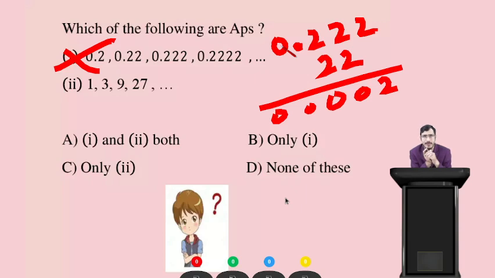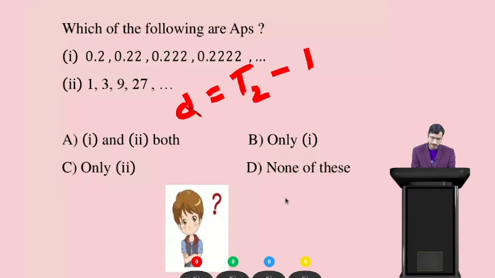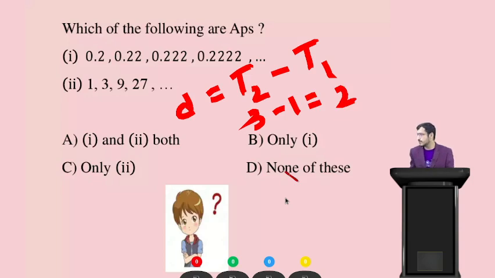Okay, and now the second one. Second term minus first term, so D is equal to T2 minus T1. T2 is 3 here, so 3 minus 1 is equal to 2. Now third term minus second term. The third term is 9, so 9 minus 3 is equal to 6.